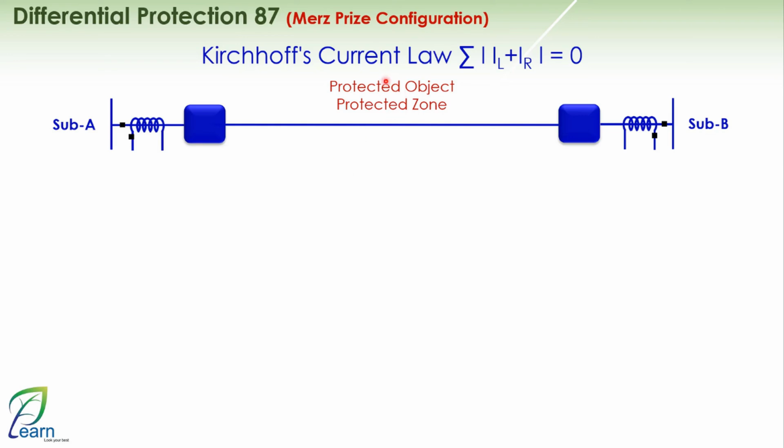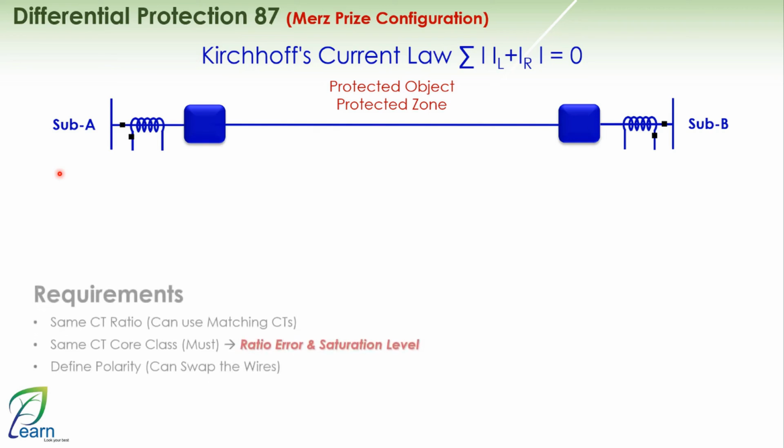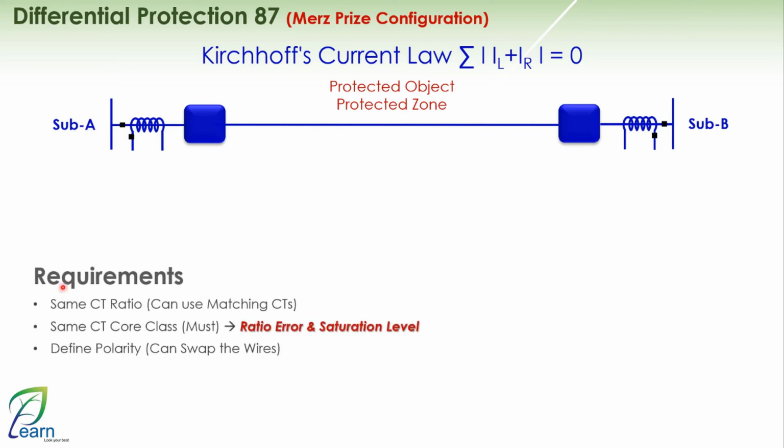Okay, now I have a protected object or protected zone. I brought two current transformers, placing one at the beginning of the zone and one at the end of the zone that I want to protect, which is here in the middle, the object plus circuit breakers plus the part of the bus bar located inside the switchgear. Okay, I have a set of requirements or considerations that I need to be aware of. What are these requirements? Number one, you need to have these current transformers with the same ratio.